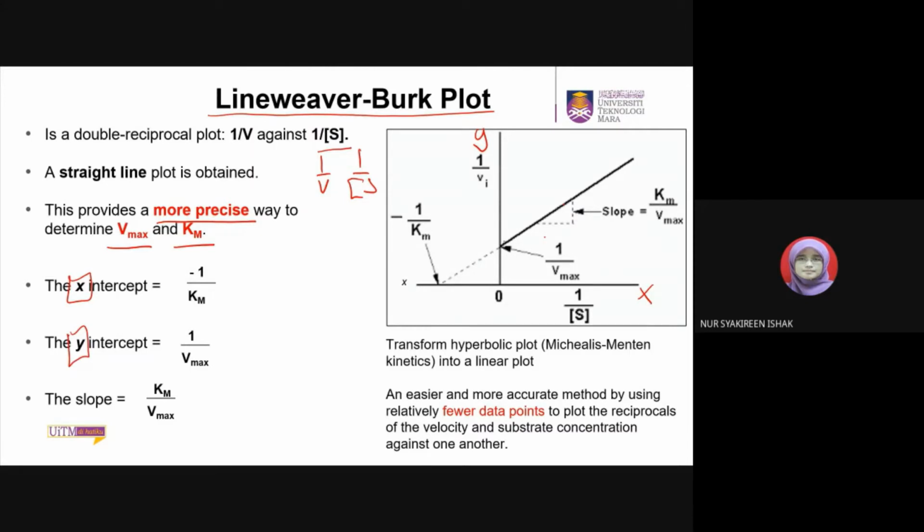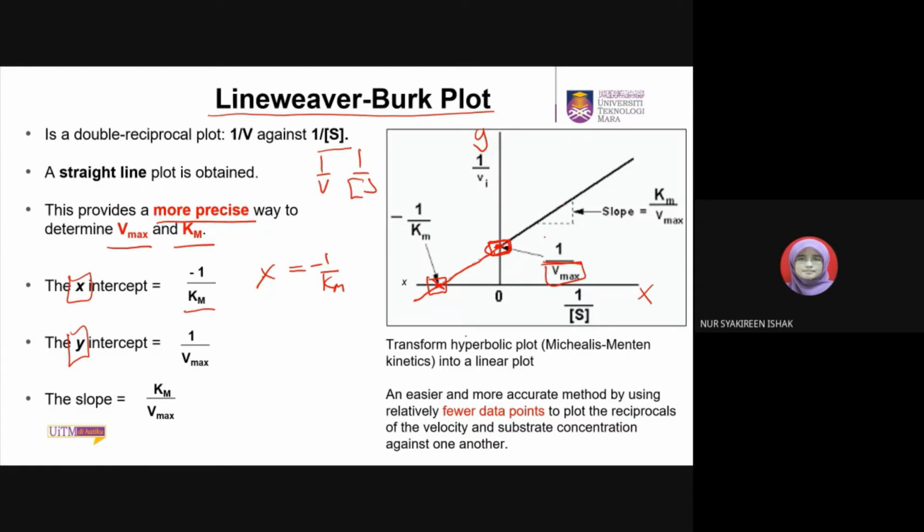So the intercept at the y-axis here, which is 1 over V, you will get the Vmax value, okay? At the x-axis here, it will go to the more negative side. So you will get the Km value. So for the intercept, you must always write the formula as negative 1 over Km, because it must go to the more negative side. When you plot it, you have to extend the line so that you get that intercept.